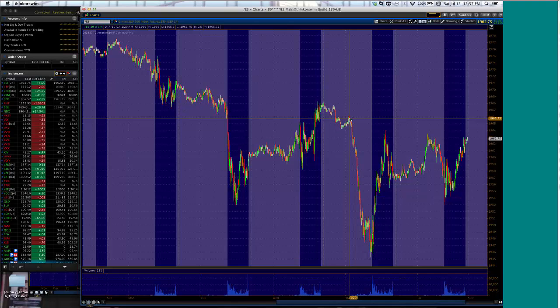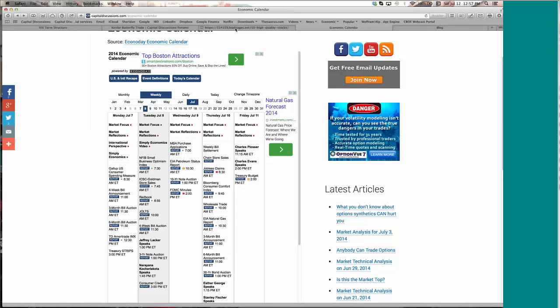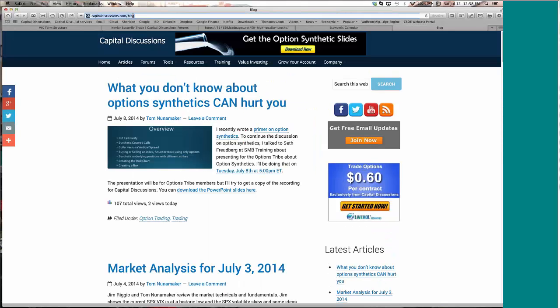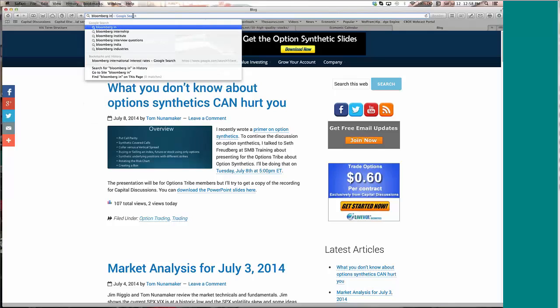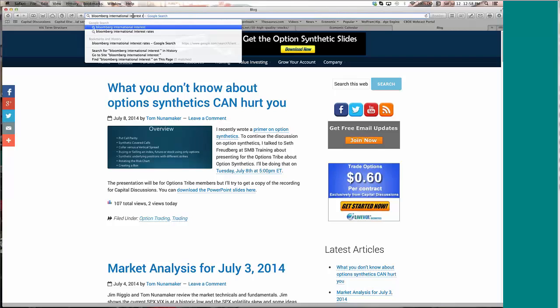And here's what I ended up going to take a look at. Some time ago, we looked at the Bloomberg interest rates, and I don't know if I have that up. I guess I don't. I wrote over it. But I'm going to take a look, and I'll show you underneath Bloomberg International. It'd help if I could spell properly. Interest.